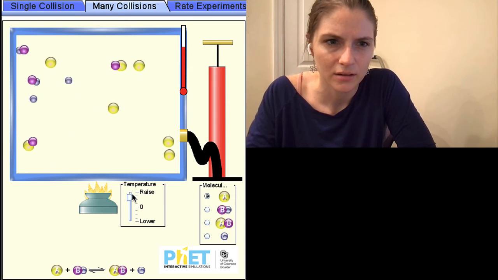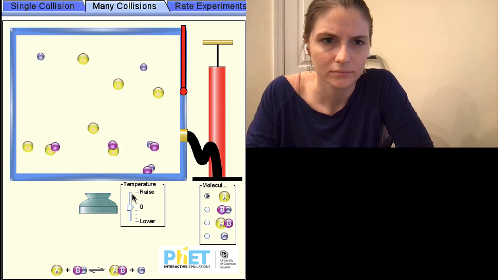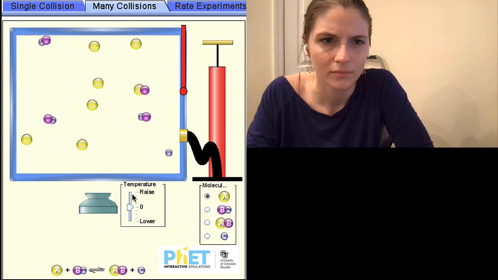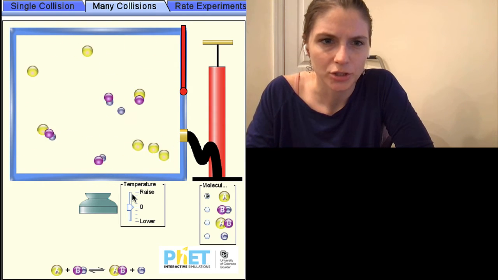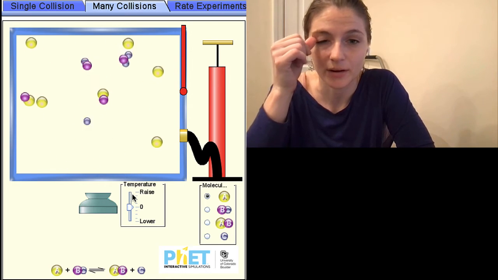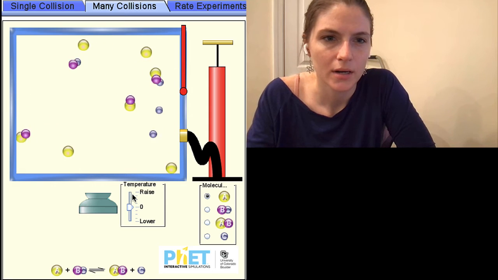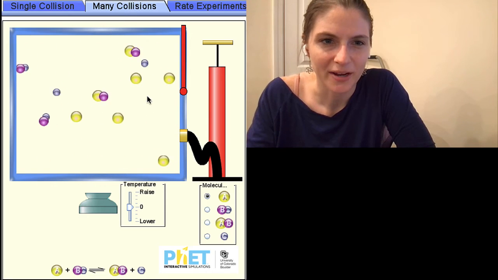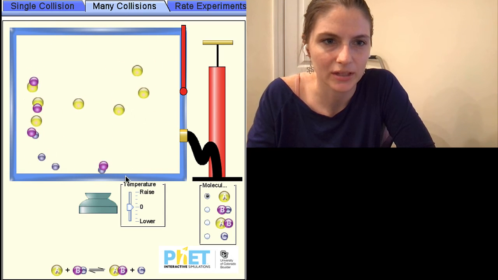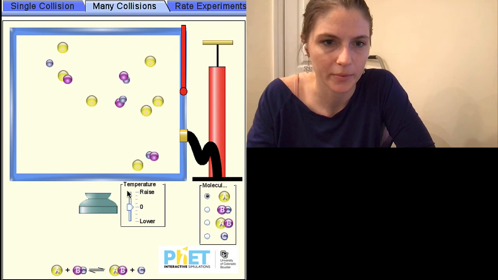Let's do it again. Let's increase the temperature even more. Now, some of the particles are actually going back the other way. A and B are breaking apart, and B and C are bonding together. Again, this reaction can go in both directions. But notice how many more reactions are happening now that the temperature is high. It seems like almost every time a particle collides, as long as it's going fast enough, a bond breaks and then a new bond can form.